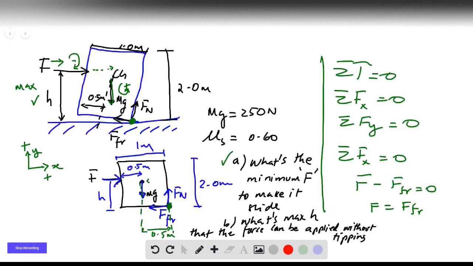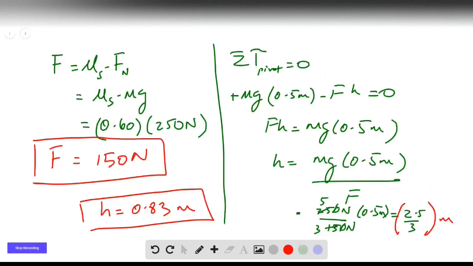Again, we used equilibrium. First of all, equilibrium in the x forces helps us solve for the force required to make it slide, F. That's what happens right here. And then we take equilibrium torque around the pivot. That helps us to solve for the maximum height.